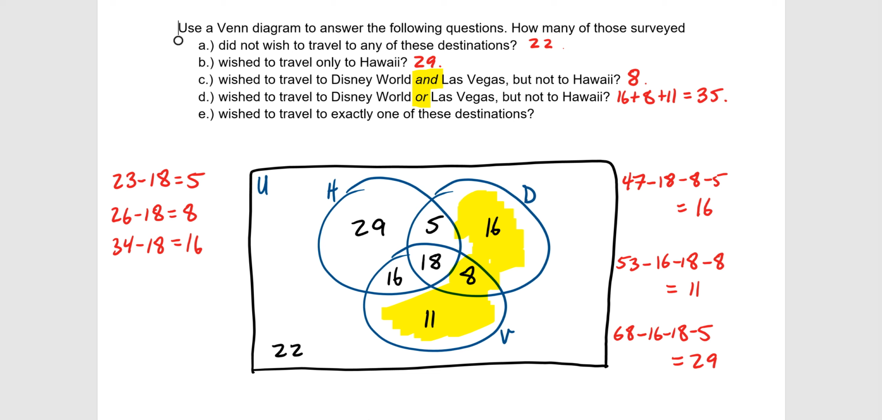Okay, and then the last part here we have how many wish to travel to exactly one of these destinations. So one of these destinations is represented by the outermost portion. So essentially it's only Hawaii, only Disney, and only Vegas. So what we have to do is add these up. 29 plus 16 plus 11, and that gives us 56 customers wanted to travel to only one of these destinations. Okay, so that is it for this section. So we start filling out Venn diagrams from the middle, we work our way outwards, and then we answer questions based on the Venn diagram.